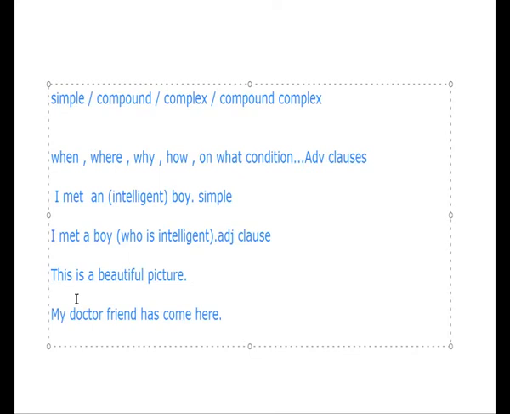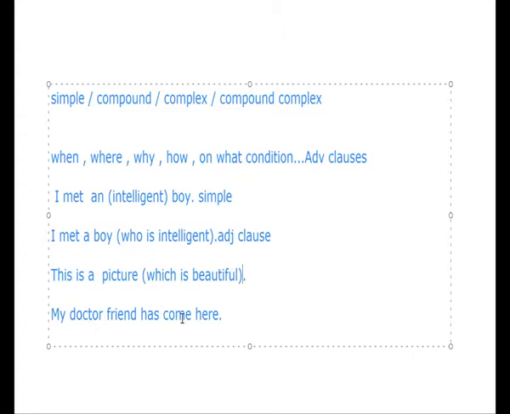Okay, look at this. This is a beautiful picture. I want you to change this into complex. It means I am asking to change this beautiful into one clause. Okay, how would I change? Check it out. This is a picture which is beautiful. Now it becomes a complex sentence. Where is the secondary area? From here to here is the secondary area. Is it an adjective clause or an adverb? So this is an adjective clause.